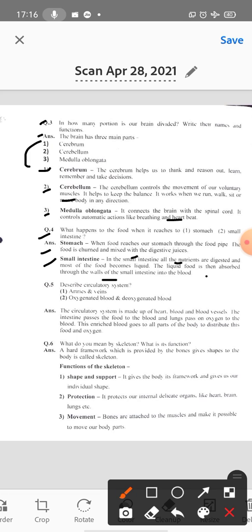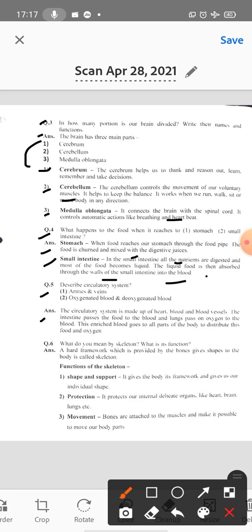Okay, so now the next question is: describe circulatory system, arteries and veins, oxygenated blood and deoxygenated blood. So we have to define circulatory system, arteries and veins, oxygenated blood and deoxygenated blood.